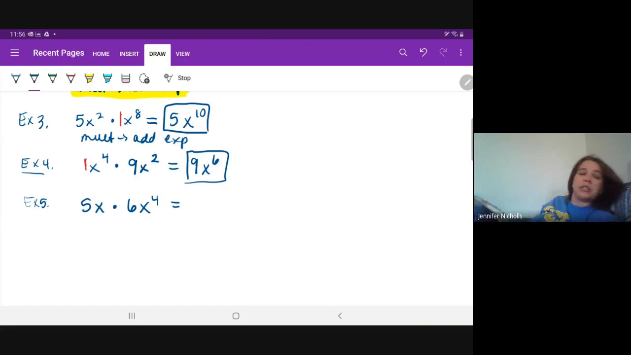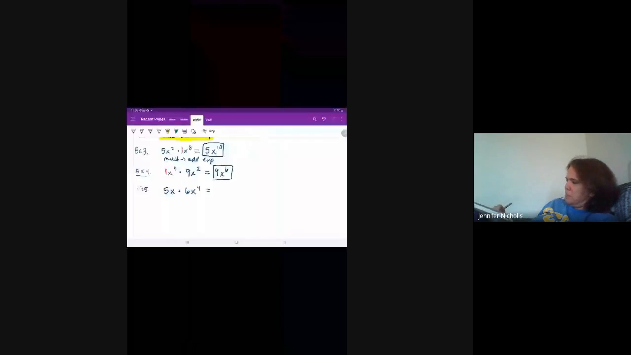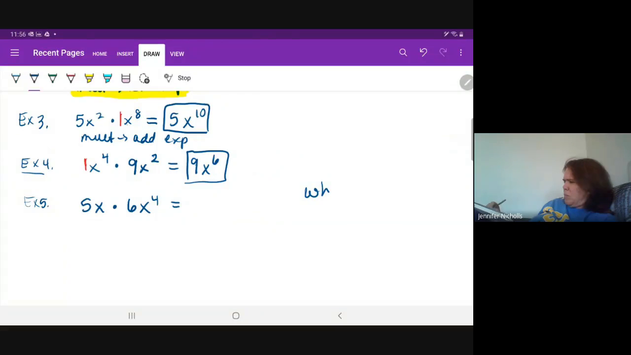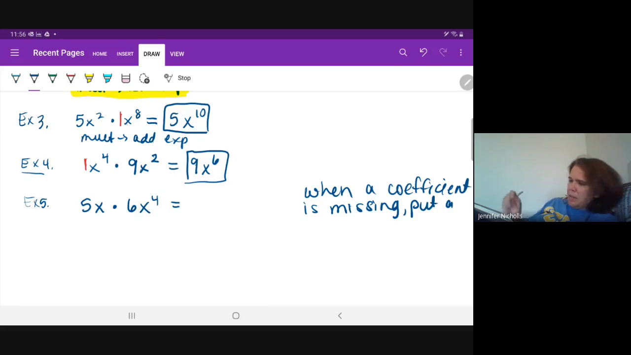Yes, it's missing the exponent. So I have to decide, and we're going to write this to the right. Okay, when a coefficient is missing, put a 1, and I'm going to change it over here to 1, like a 1 in red. So that will be x to the 4th is really 1 x to the 4th.